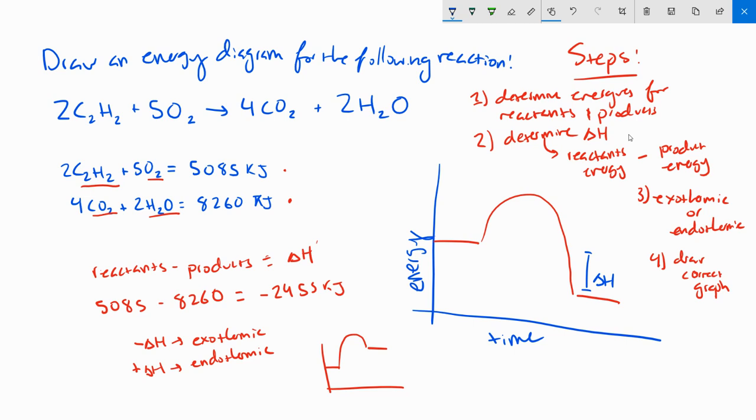That's why we're only doing qualitative graphs, because quantitatively these graphs don't make sense. You just happen to know it's a negative delta H value, so I'm just going to draw it below, and then my delta H is going to be that negative 2,455 kilojoules. That's just what we do. Not the best solution, but it's what we have. Hopefully it sort of makes sense.